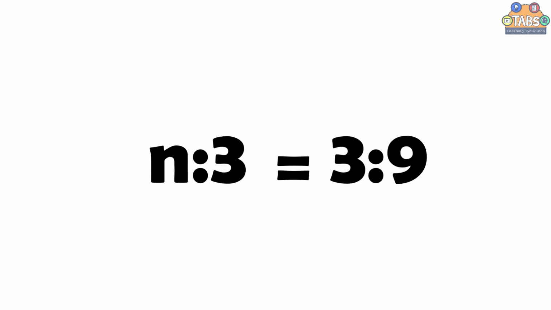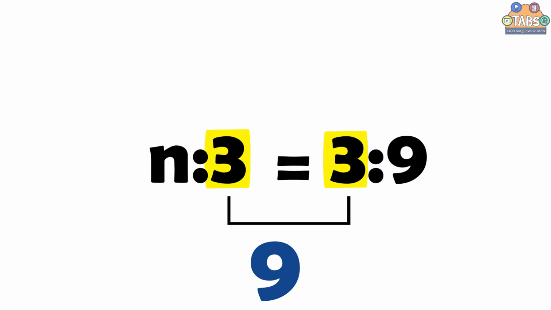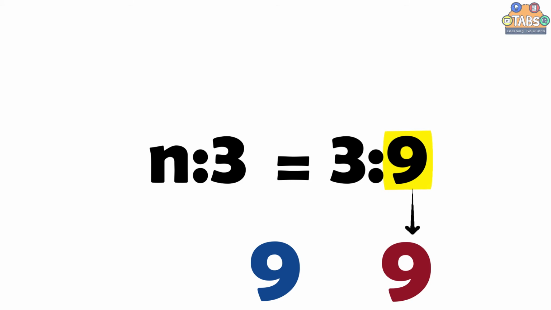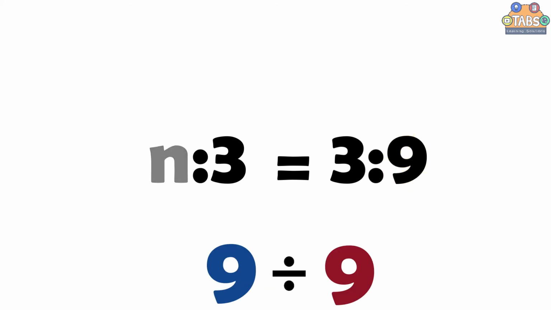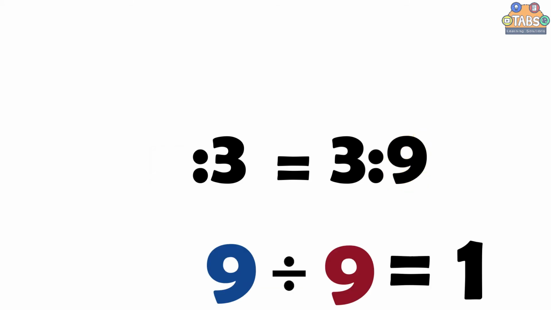Let us take another example. n:3 is equal to 3:9. Let us multiply the means. 3 times 3 is equal to 9. Then, we divide 9 with the partner of the missing number, which is 9. So, 9 divided by 9 is equal to 1.